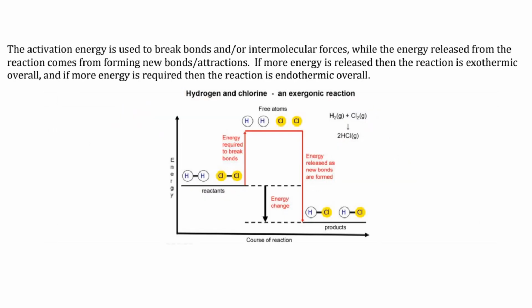So remember the activation energy is used to break bonds, and the energy released from the reaction comes from forming new ones. If more energy is released, then the reaction is exothermic overall. If more energy is required, then the reaction is endothermic. There's this graph here. We have our reactants, our free atoms ready to go that are broken up to form new bonds in the products. The term is exergonic, and that's a term we're going to look at later when we talk about Gibbs free energy. It's considered exergonic if the reaction is spontaneous, which we'll talk about later on.